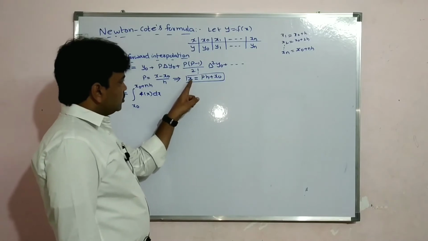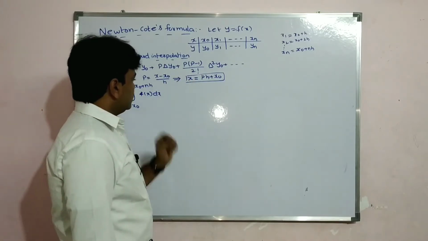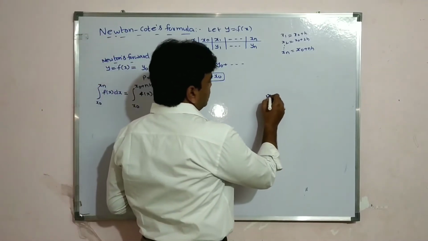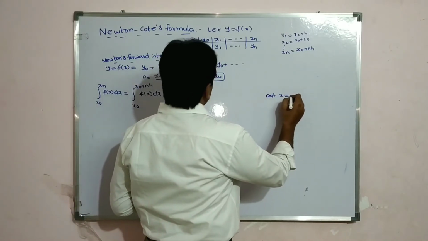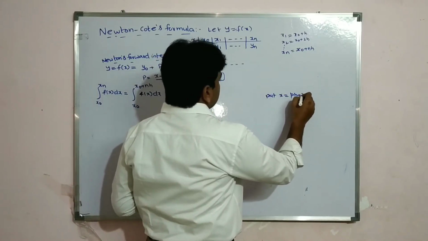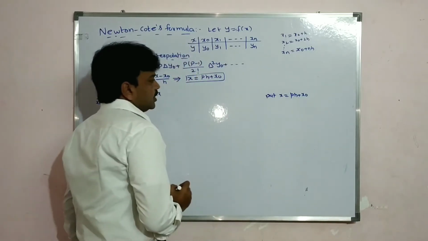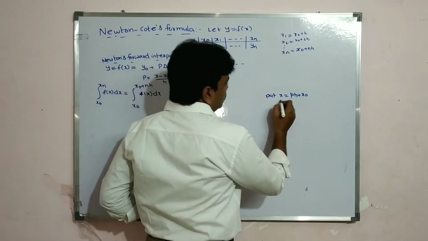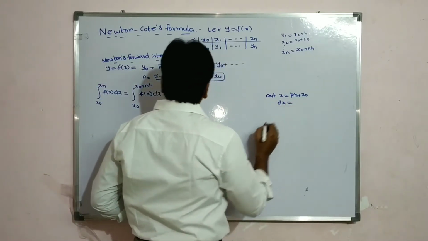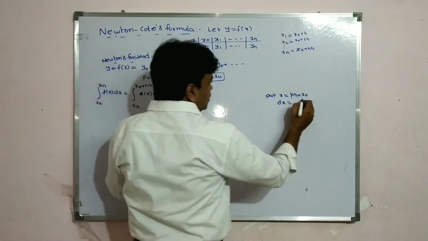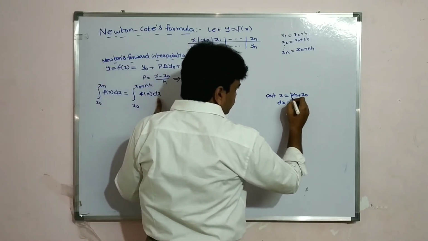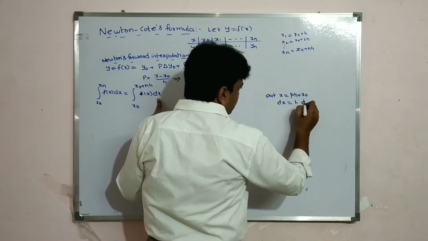Now I want to substitute here x is equal to ph plus x0. Now I want to find dx value here, students. So dx is equal to, x0 is constant, so its value is 0, h into dp.